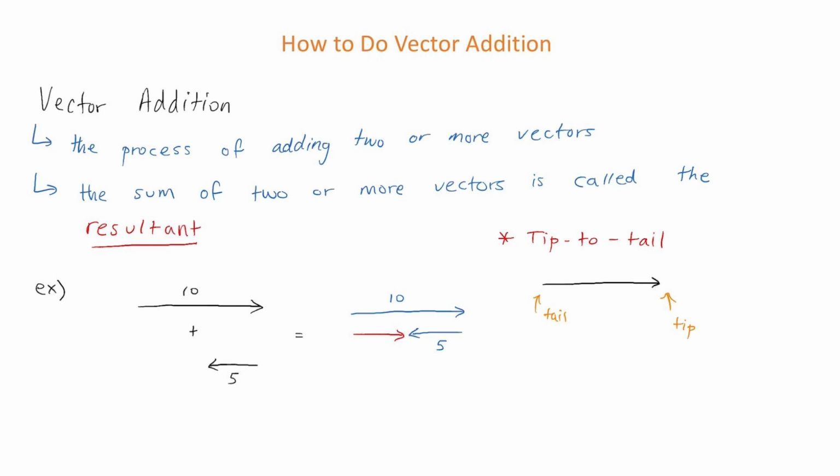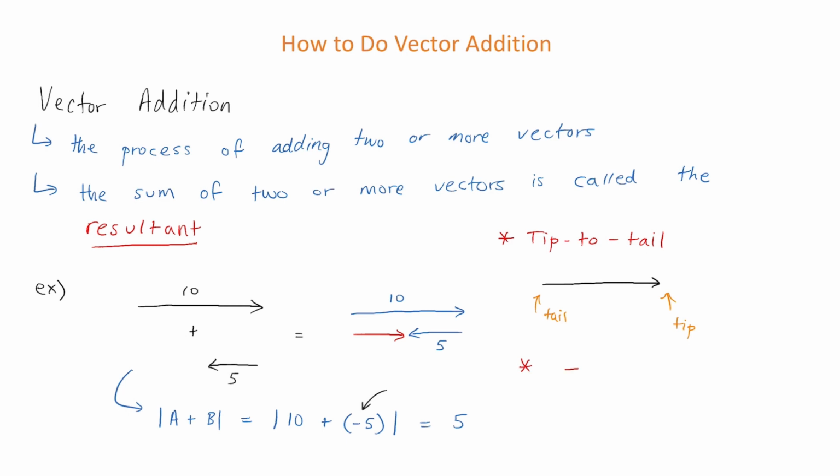Now we can clearly see that the direction of the resultant is to the right, but how do we find the magnitude? Well, all we need to do is 10 plus -5, and that gets us a magnitude of 5 units. And now you might be wondering, why did I use -5 to represent the vector that's pointed to the left? And this brings me to a very important point.